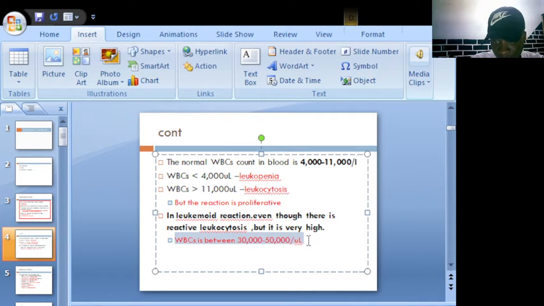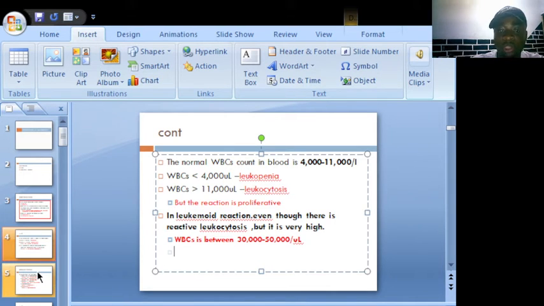So, in leukemia reaction, you see that the WBC level is very, very, very high. Can you see that? 30,000 to 50,000, very, very high. Unlike the leukocytosis, which is above 11,000, can be 12,000, 13,000, but this one is 30,000 to 50,000. So in leukemia reaction, there is a remarkable increase of WBC level. So take note of that.